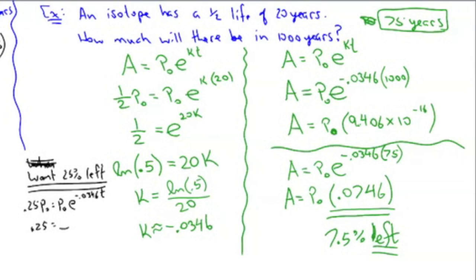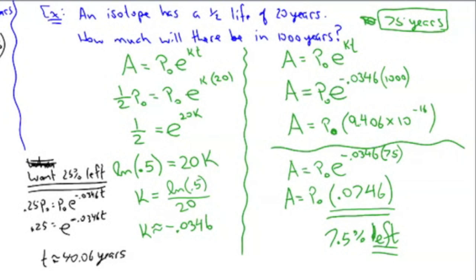So this would be e to the negative 0.0346 T equals 0.25. What's T equal to? Approximately 40 years? 40.06. 40.06 years. That makes sense. So, 2 half-lives.